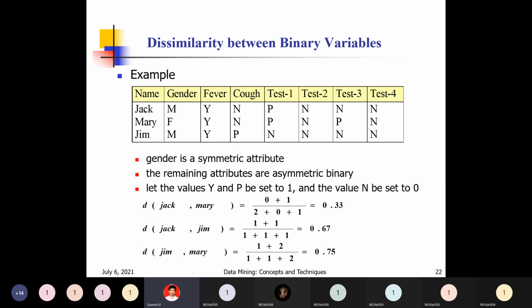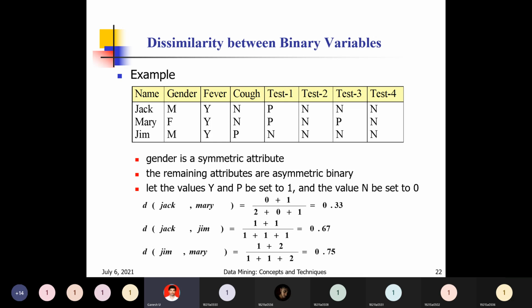Next also the same, Q plus R. Q means 1 0. For Jack and Jim, you calculate, 1 0 is there. Positive negative is there, so one value is there. In test 1 you have positive and negative, which means 1 0. And negative positive is also 1. So 1 plus 1 by 1 plus 1 plus 1, that value is 0.67. Next Jim and Mary, that value is 0.75. Like this we can find the dissimilarity between binary variables.